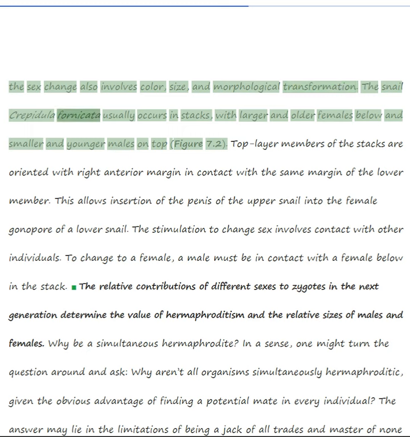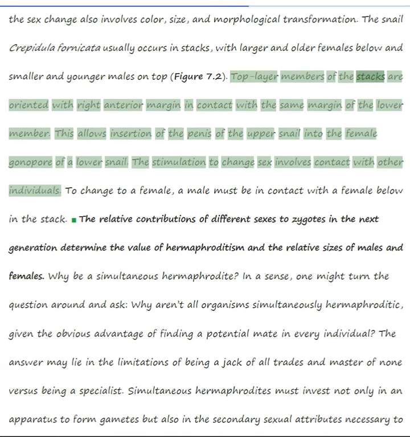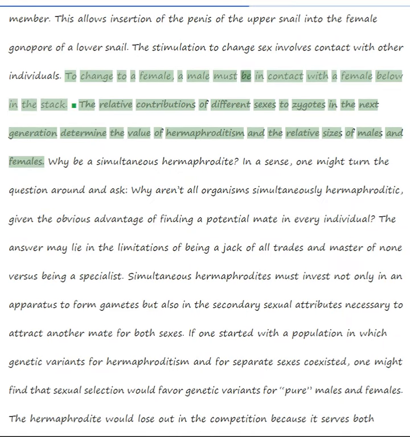The snail Crepidula fornicata usually occurs in stacks, with larger and older females below and smaller and younger males on top. Top layer members of the stacks are oriented with right anterior margin in contact with the same margin of the lower member. This allows insertion of the penis of the upper snail into the female gonopore of a lower snail. The stimulation to change sex involves contact with other individuals. To change to a female, a male must be in contact with a female below in the stack. The relative contributions of different sexes to zygotes in the next generation determine the value of hermaphroditism and the relative sizes of males and females.